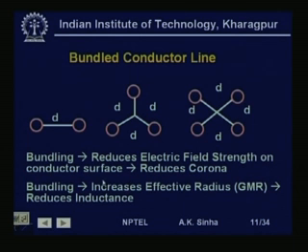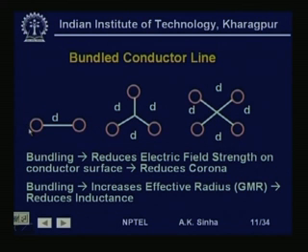Now, if we use a conductor with a radius r, then its cross sectional area will be pi r square. If we take two conductors with the same total cross sectional area, then its radius is not going to be r by 2, its radius is going to be r by root 2.